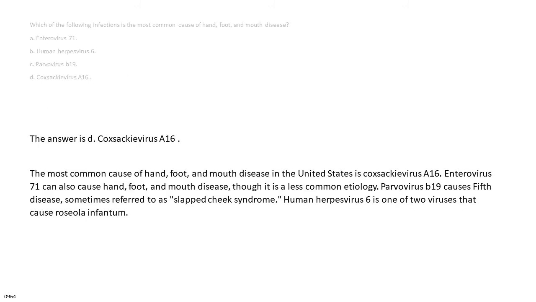The answer is D. Coxsackie virus A16. The most common cause of hand, foot, and mouth disease in the United States is Coxsackie virus A16. Enterovirus 71 can also cause hand, foot, and mouth disease, though it is a less common etiology. Parvovirus B19 causes fifth disease, sometimes referred to as slap cheek syndrome. Human herpes virus 6 is one of two viruses that cause Roseola infantum.